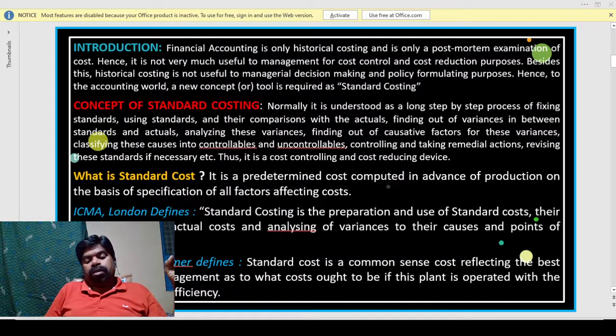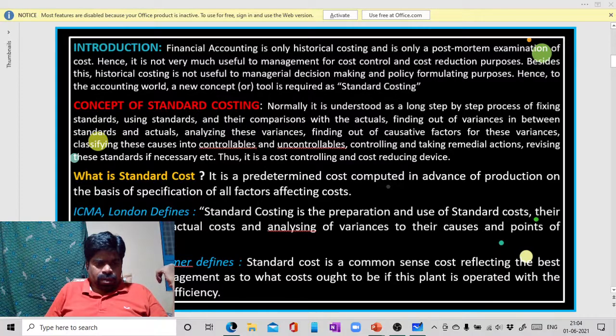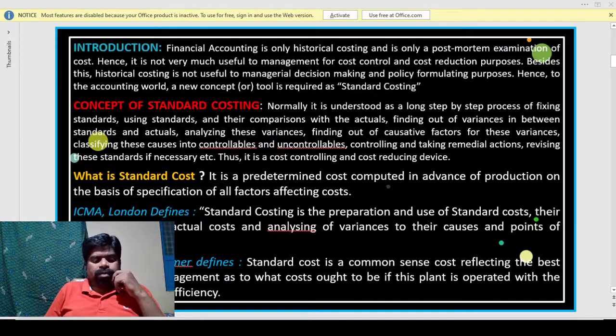To arrive at a profit figure, standard costs are deducted from the revenue. So that's why it can be measured easily. So this is the interim profit measurement and inventory valuation.